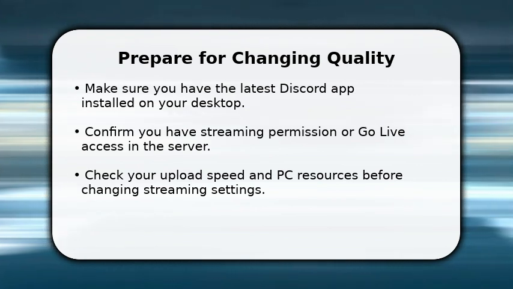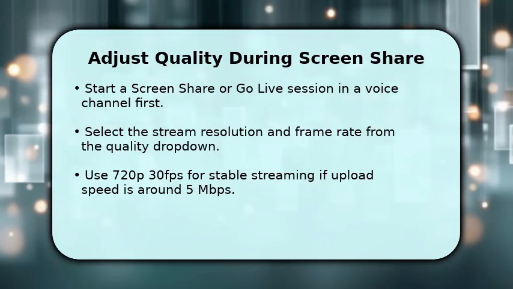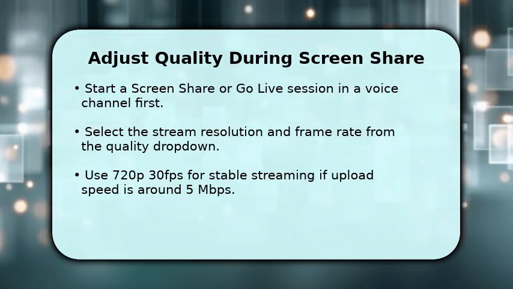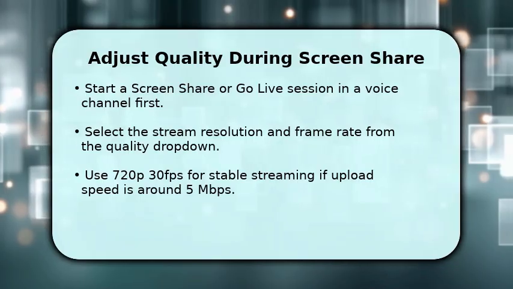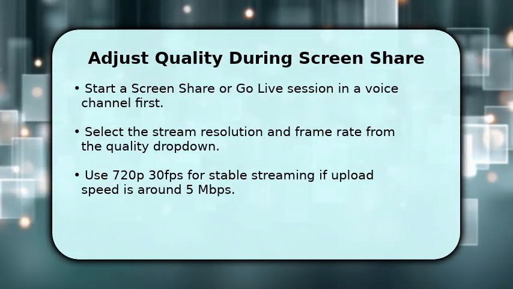Start a screen share or go live session in a voice channel first. Click the screen or application window you want to stream to begin. After connecting, open the quality dropdown in the floating stream controls. Select the stream resolution and frame rate from the quality dropdown.